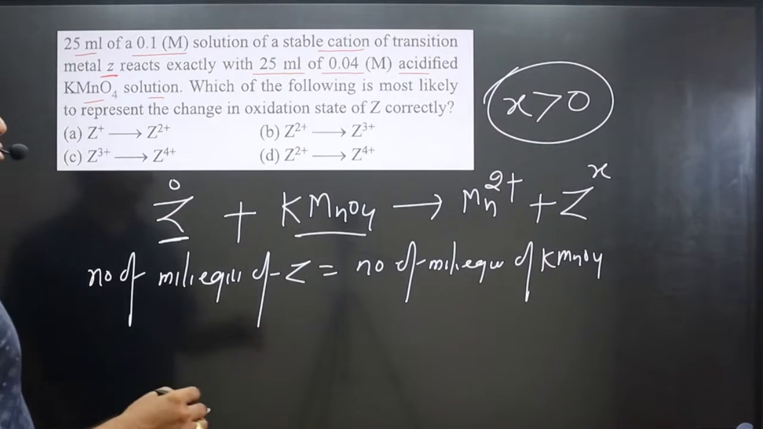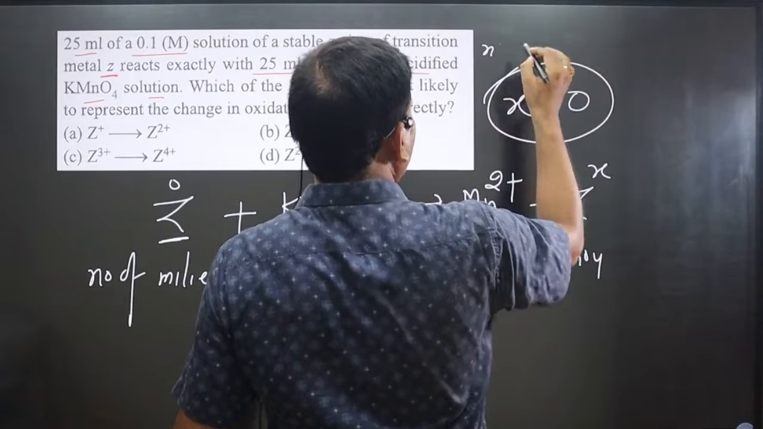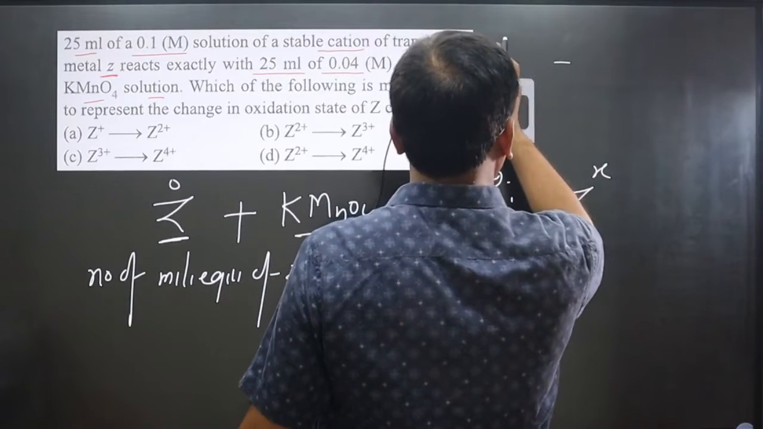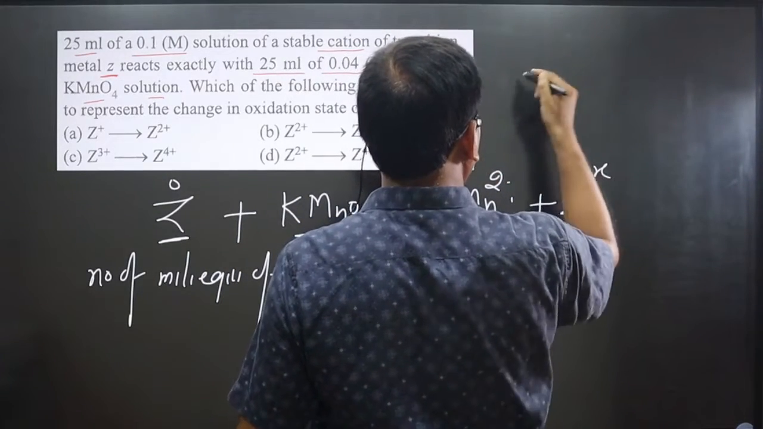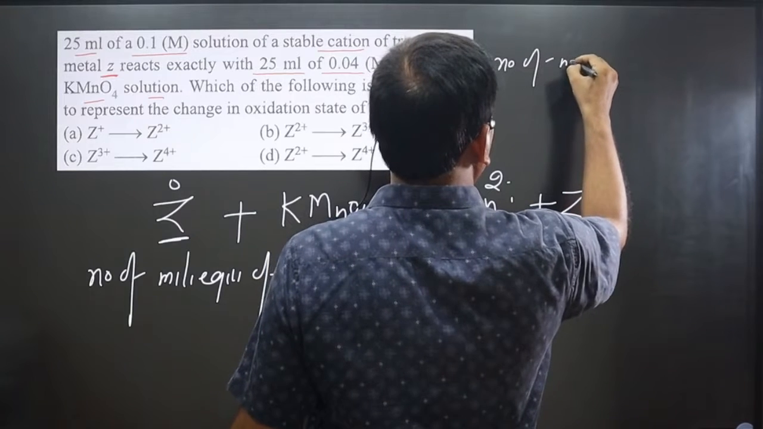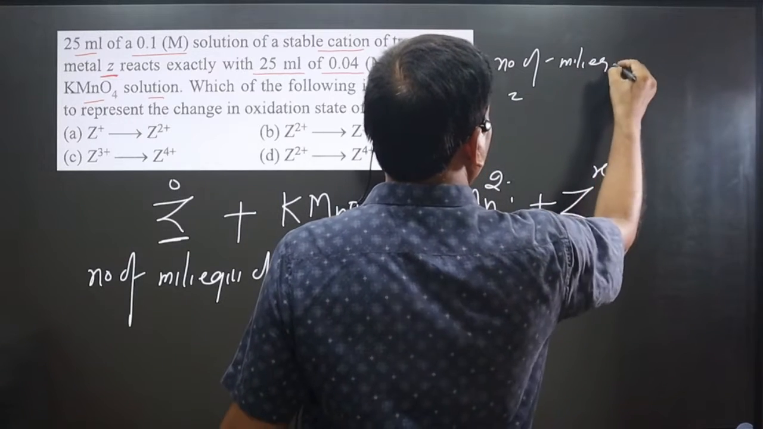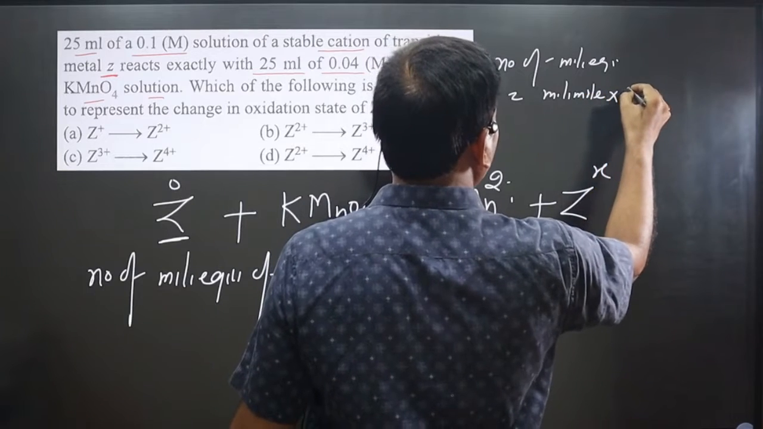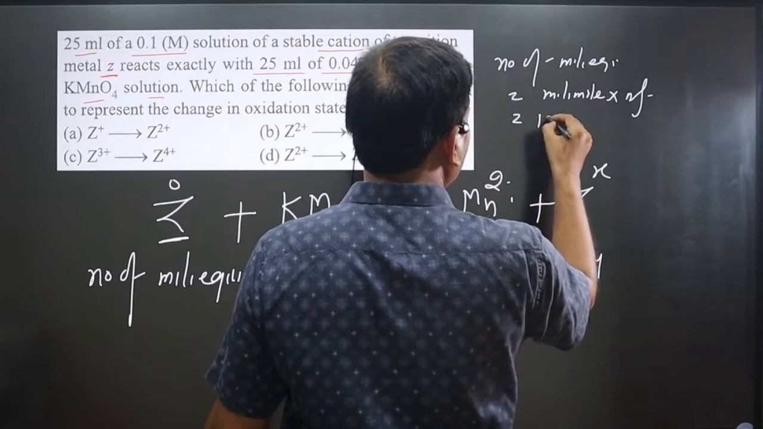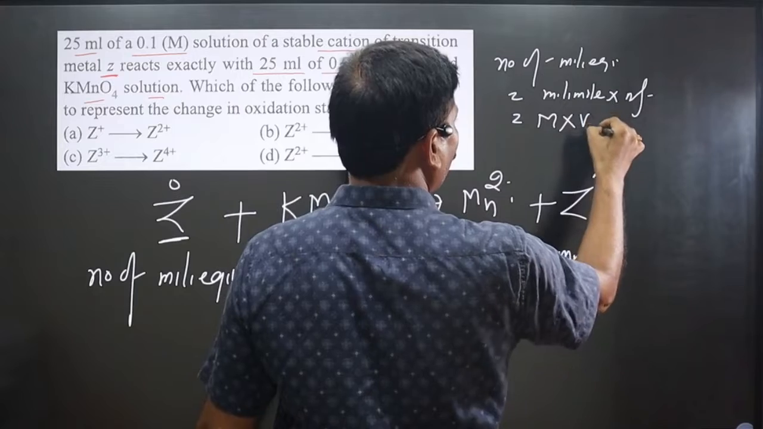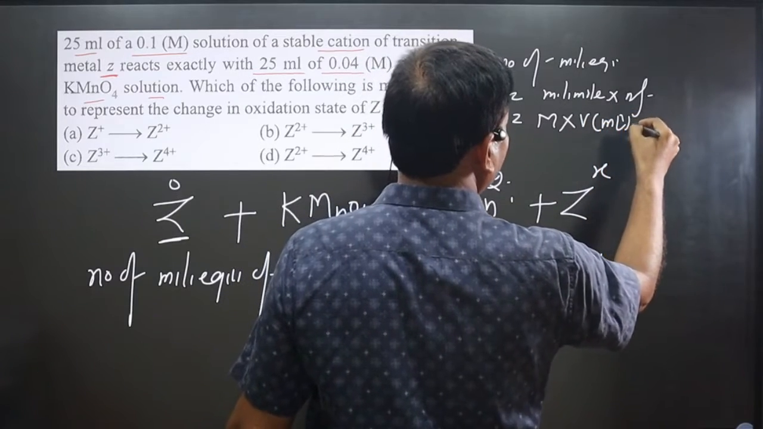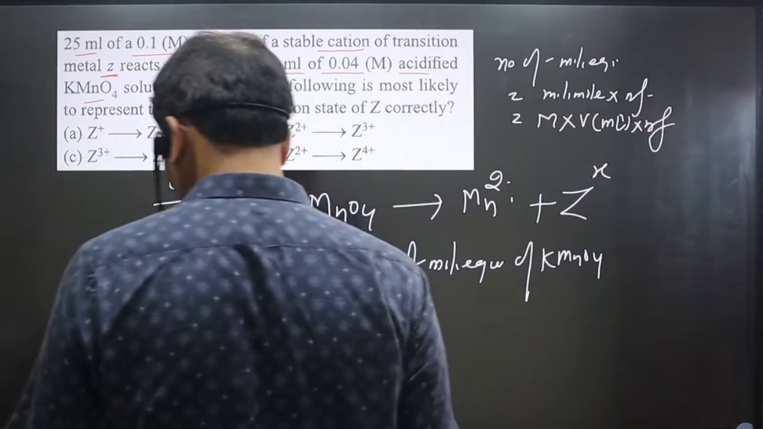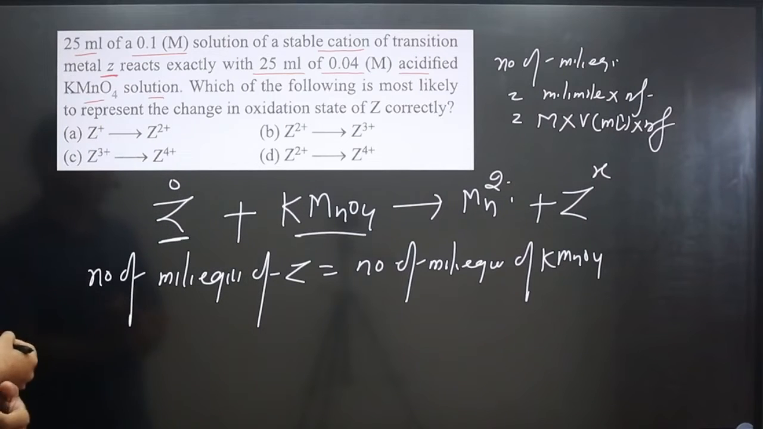Let me write. We have number of equivalents, which is equal to millimoles multiplied by n factor. If molarity is given, you apply molarity multiplied by volume in ml multiplied by the n factor value. Very interesting. So the n factor value for KMnO4 we can calculate.